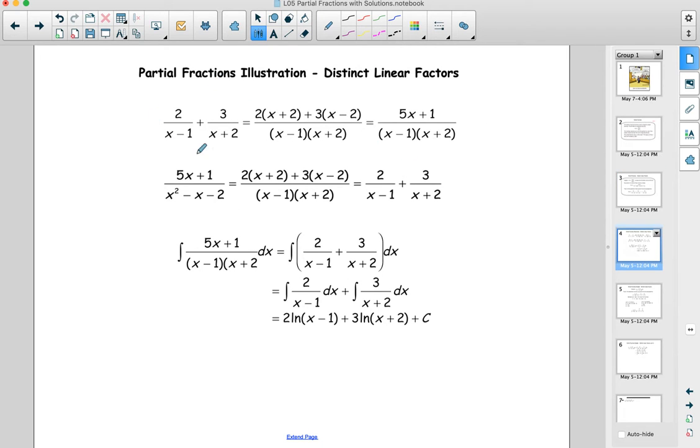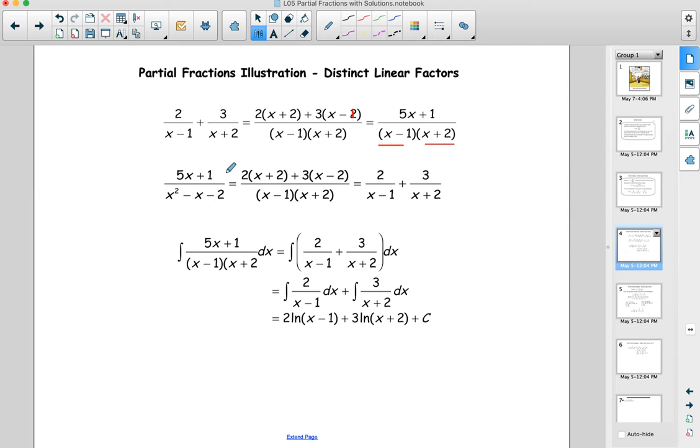I'm just going to show you moving forward. So suppose we had these two simple functions, 2 over x minus 3 plus 3 over x plus 2. Getting a common denominator, we'd multiply 2 by x plus 2 and 3 by x minus, that should say 1 there. And then when we expand this, we're going to get 5x plus 1 in the numerator, even with that correction I'm making there, over x minus 1 times x plus 2.